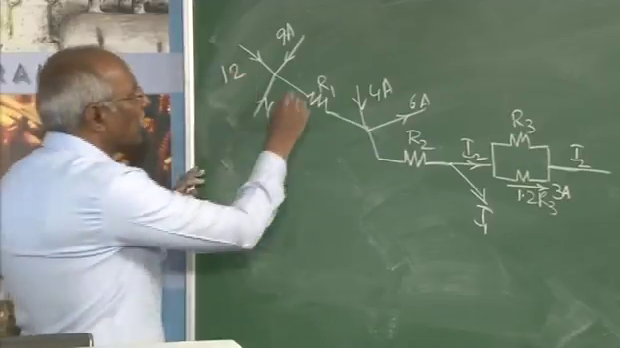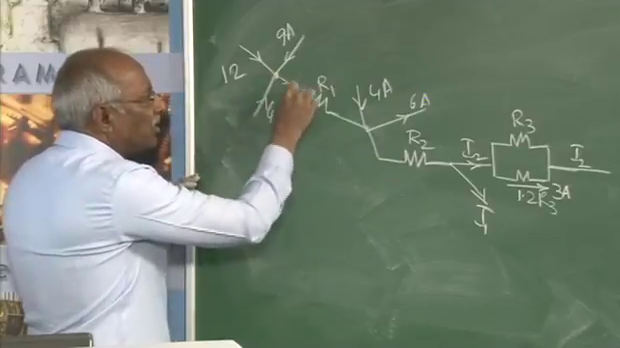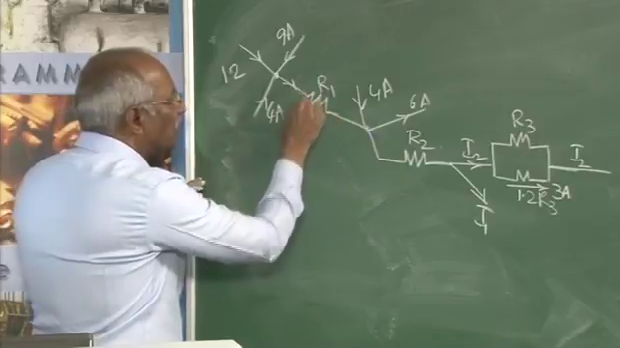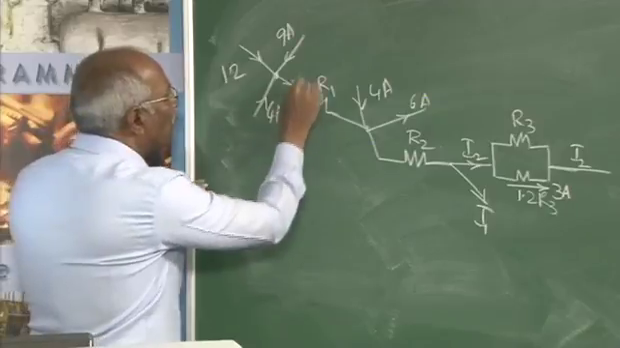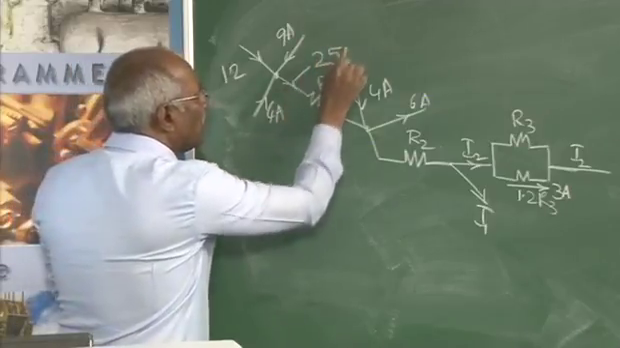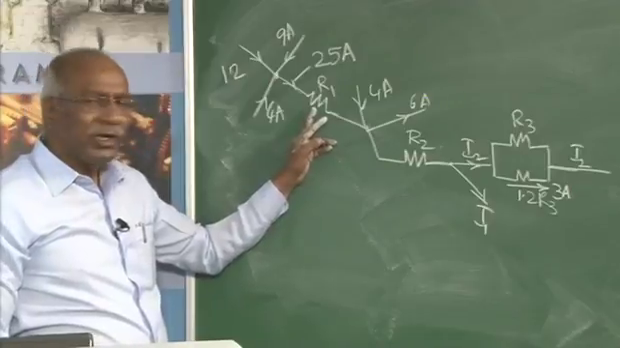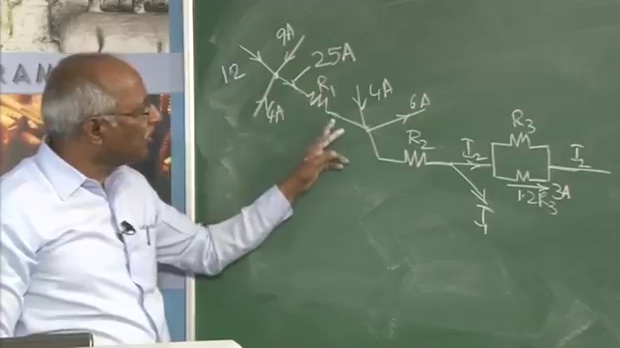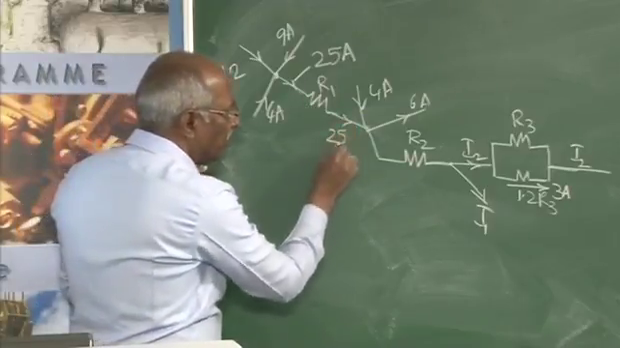Here, all of them are getting added up and it must be flowing this way. Therefore, the current flowing through this R1 is equal to 12 plus 9 plus 4, that will be 25 amperes. Though it has been mentioned as R1, it is immaterial. Whatever the value of resistance, the current flowing in this circuit is 25 amperes.